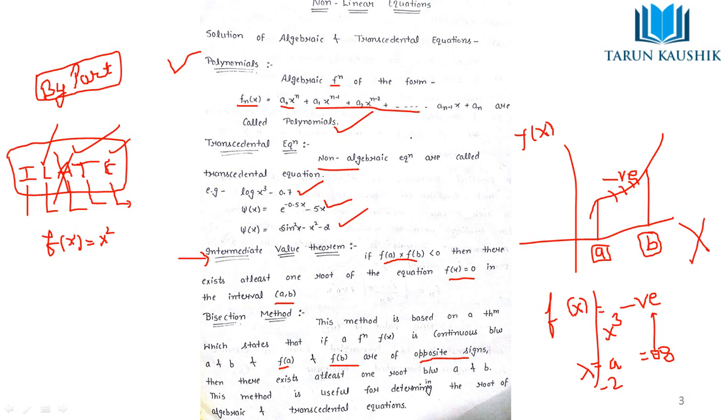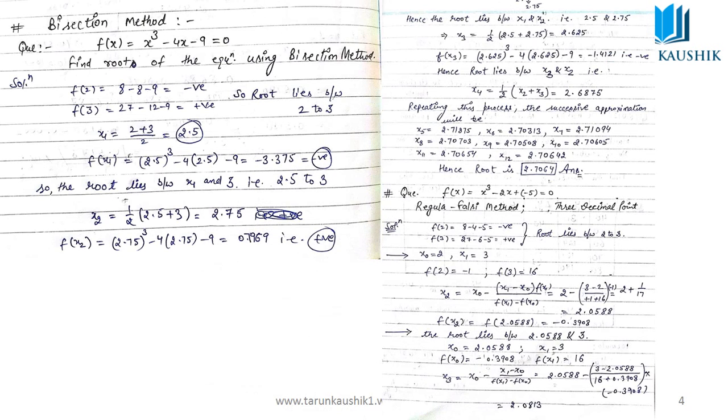If the function value at a point is positive or negative, suppose I am assuming that here the value is negative and here, at point B, the value is positive. So what I am saying is, if the values have opposite signs, then there exists at least one root between A and B. If f of A and f of B are of opposite sign, then there will be a root lying between these two values.